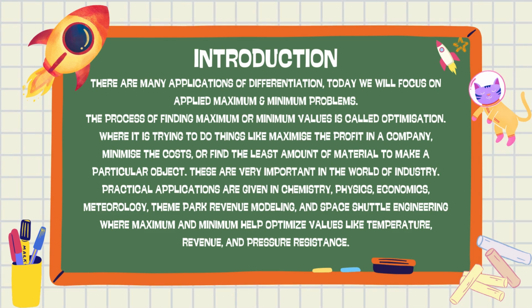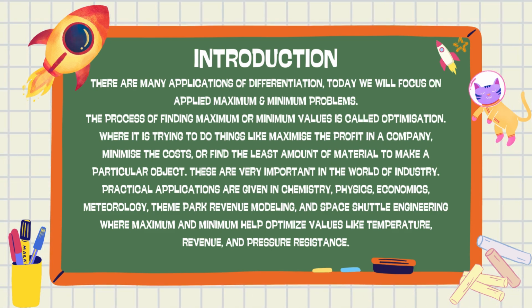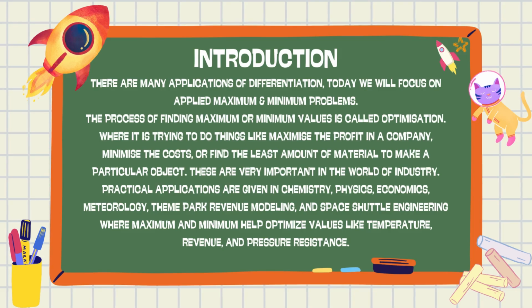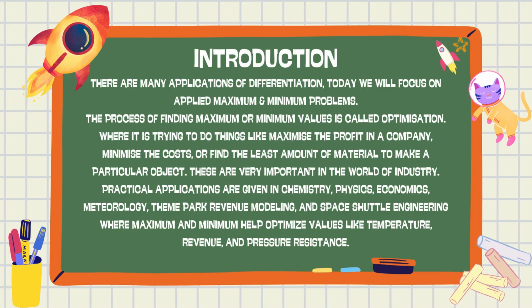Now I will be introducing the main topic of our presentation. As we know, there are many applications of differentiation, but today we will be focusing on applied maximum and minimum problems. The process of finding maximum or minimum values is called optimization, where it is trying to do things like maximize the profit in a company, minimize the cost, or find the least amount of material to make a particular object. These are very important in the world of industry.